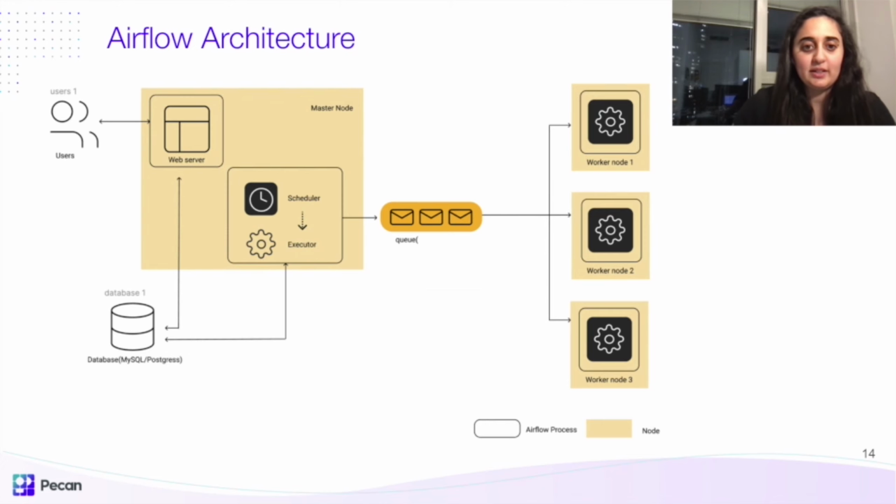Next is the metadata database. Airflow supports a variety of databases for its metadata store. This database stores metadata about DAGs, about their runs, and about other Airflow configurations like users and roles. The web server shows the DAG states and its runs from the database. And the scheduler also updates this information in this metadata database.